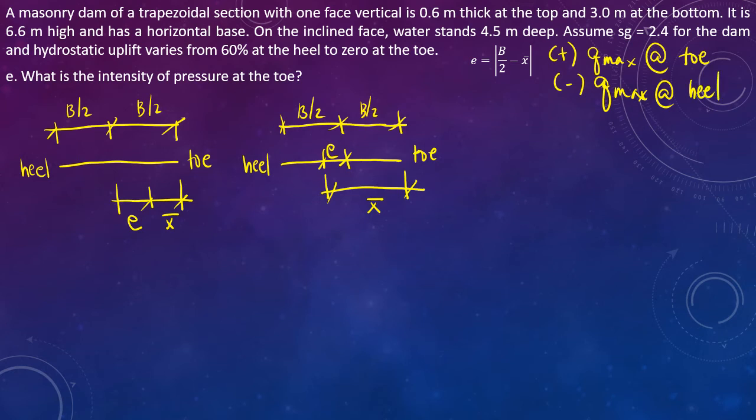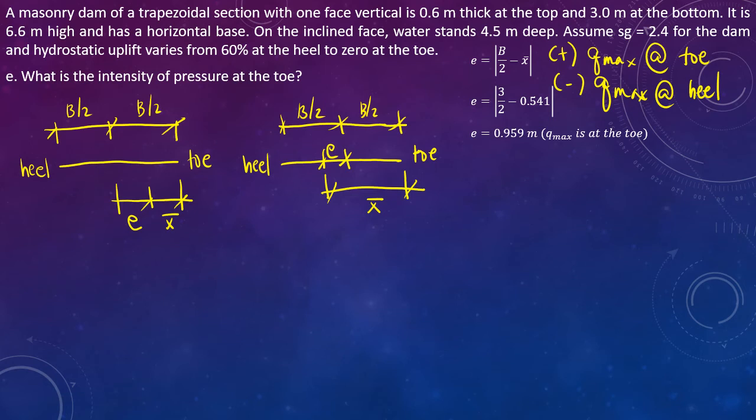So again, if E has a positive value, maximum pressure occurs at the toe. And if E has a negative value, maximum pressure occurs at the heel. And we have a positive E if x bar is less than b over 2. And we have a negative E if x bar is greater than b over 2. So based on our problem, if we substitute our values, we have a positive value of E. This means that the pressure at the toe is maximum pressure.